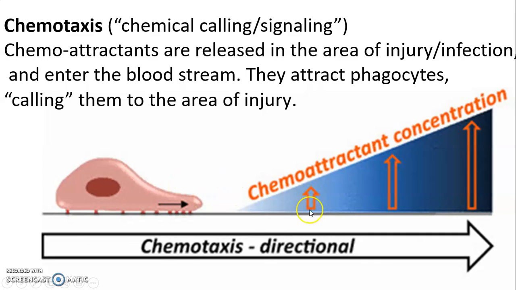I don't know if this picture helps very much. It shows that the chemoattractant, the chemical, increases in concentration at the site of injury. This is the site of injury. The concentration is highest here. The white blood cells know how to follow that concentration. So if this is confusing, just get the basic idea. I've got another picture on it, actually.